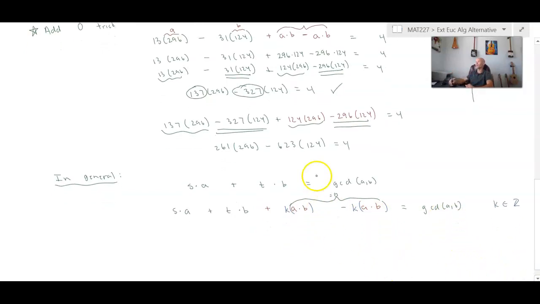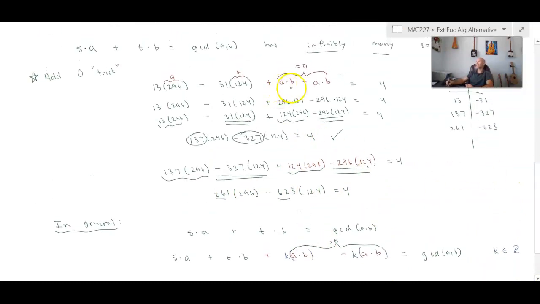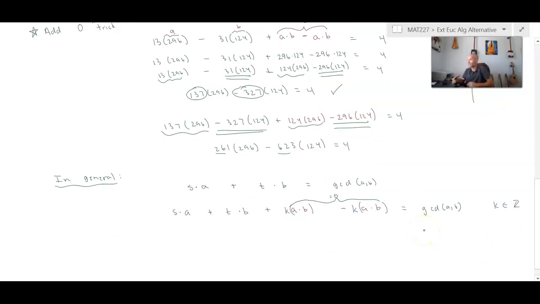I get to choose that k, and for this example, k was equal to 2 because we added ab and subtracted ab here, and then we did it again. We did it twice. All right, so this is going to give us a nice general result. Let's write it like this. We have s times a, and we're almost at the punchline here, s times a plus t times b plus, and I'm just going to go ahead and write kba, and over here I'll do minus kab.